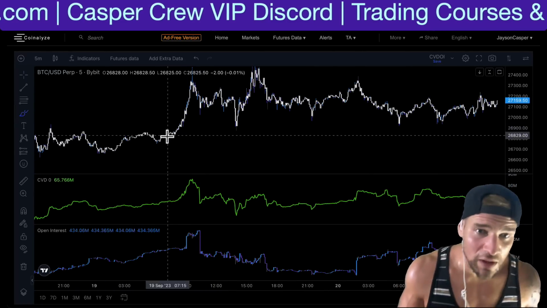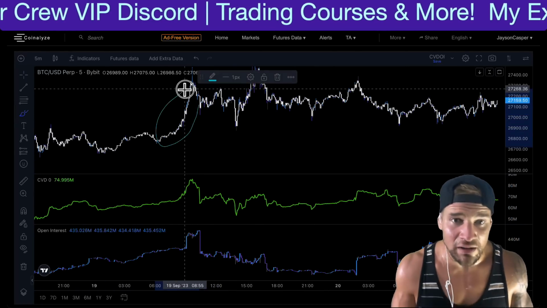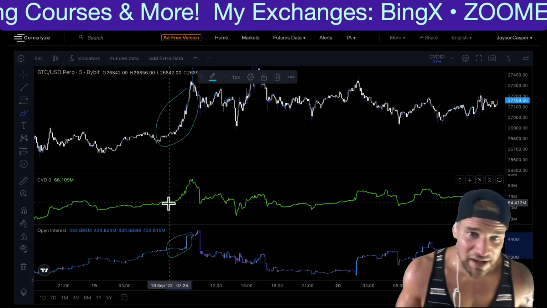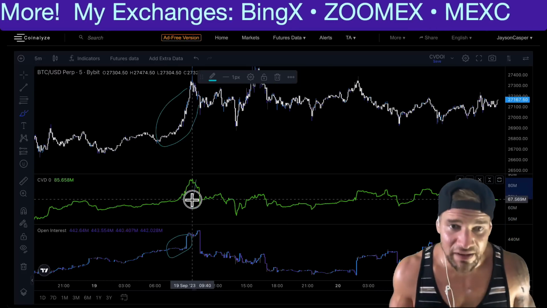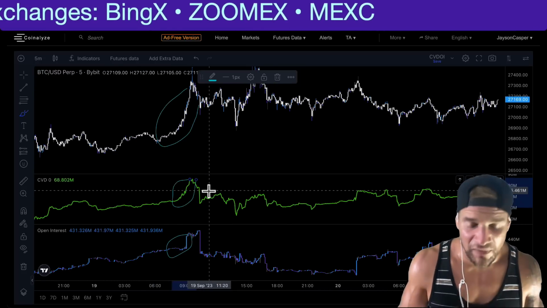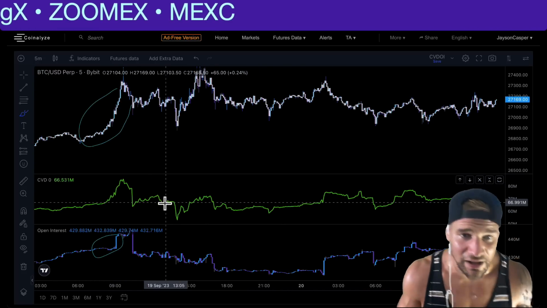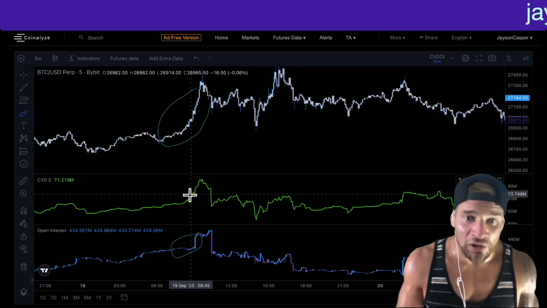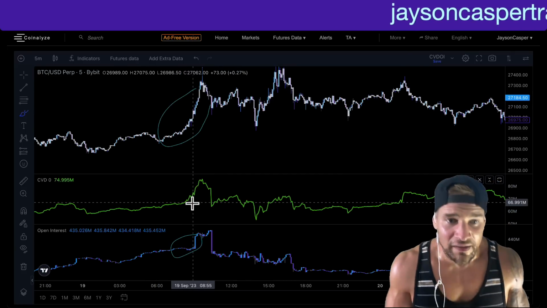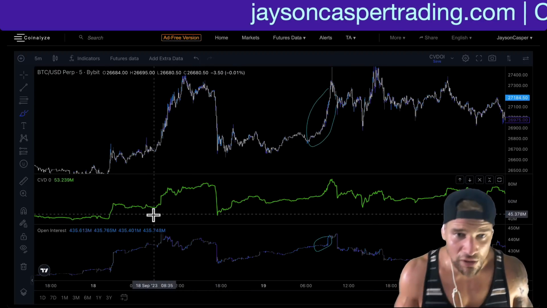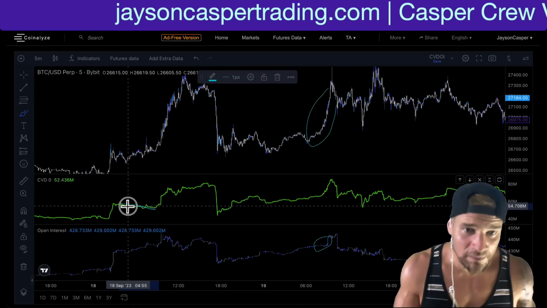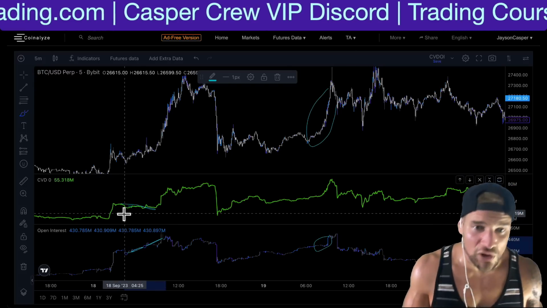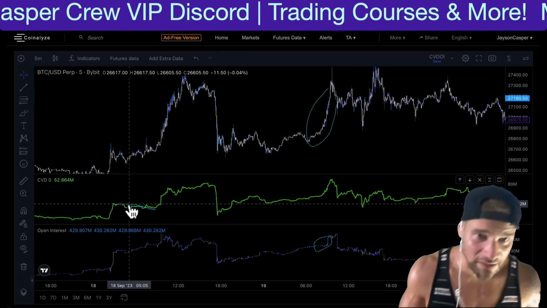For example, when we see this big move to the upside, we see the open interest is increasing. And we can see, based on the CVD getting higher, these are long trades opening. If the CVD line is getting higher and the open interest is increasing, this means new longs are coming into the market. Now, if the CVD is getting lower, like it is right here, and open interest is increasing, that means there are more shorts opening up in the market.